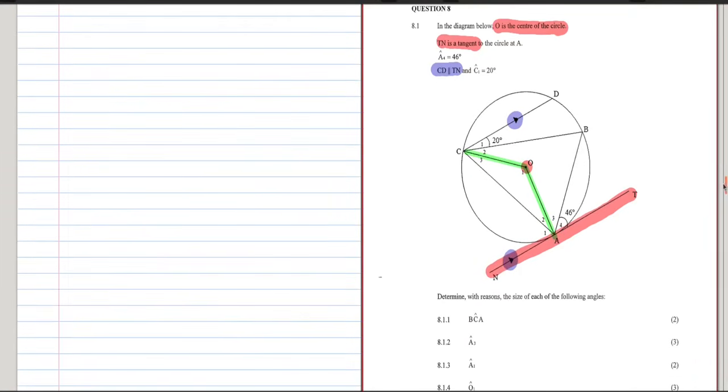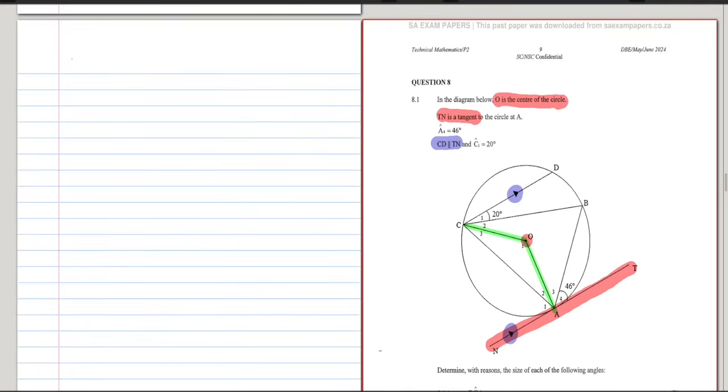Do I need to divide a page? No, I don't think so. So we are doing question 8, 8.1.1. They want us to calculate the angle BCA. So they want us to find this angle BCA. BCA is in fact equal to that 46 degrees. That's the tan chord theorem.